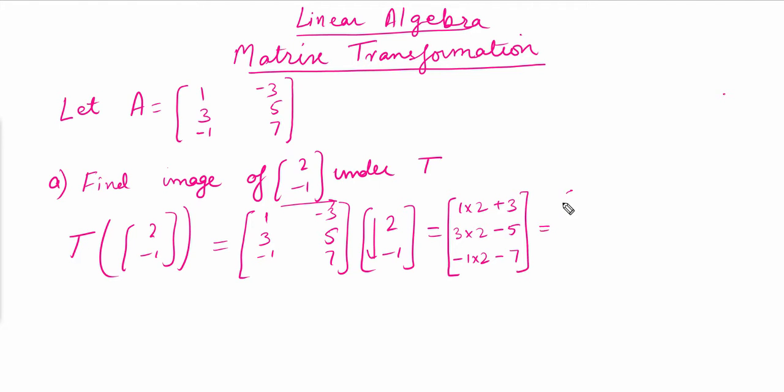All right, so we will get 2 plus 3, that is 5, and 6 minus 5, that will be equal to 1, and then we will have -2 minus 7, that is -9. So this will be the image of (2, -1) under the transformation. Now let's see part B.